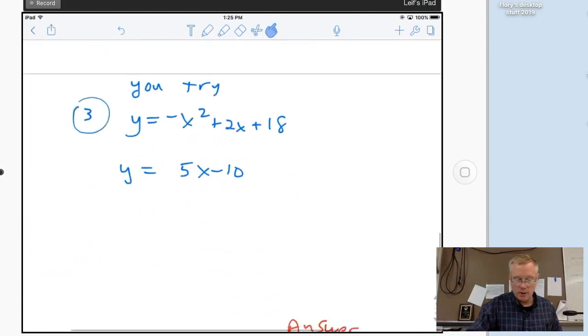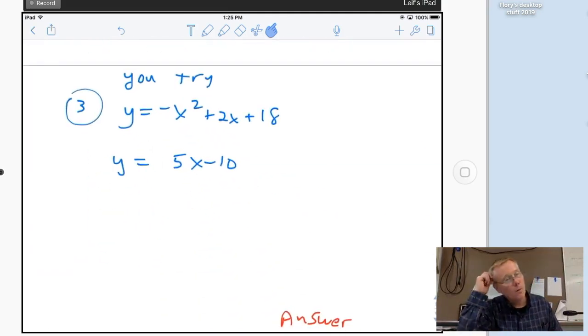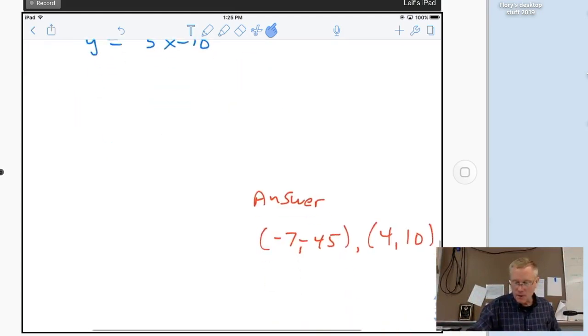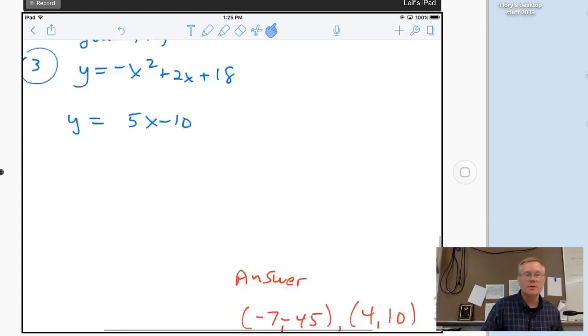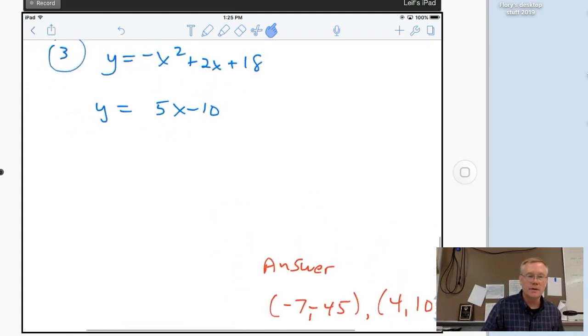I've got a you try. You try this one. Y equals negative x squared plus 2x plus 18, and y equals 5x plus 10. Don't forget to get the y coordinates, please. I was kind and showed you the answers here so you can see if you got it right or not, okay? And that is it for the moment.